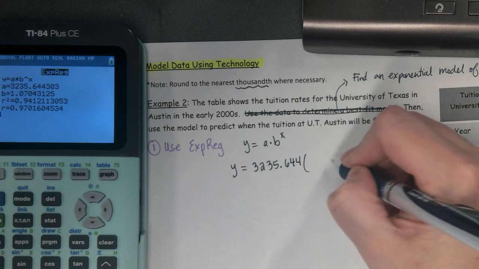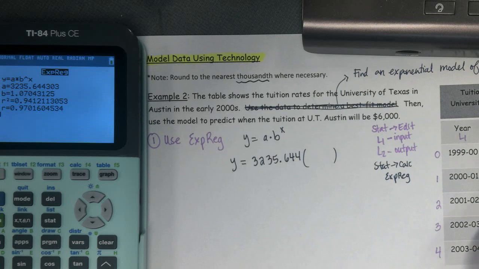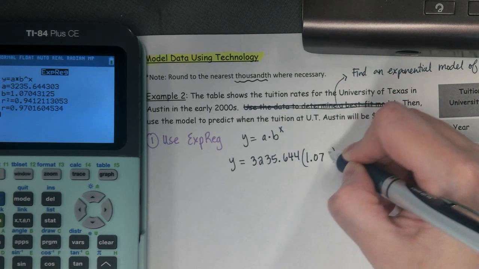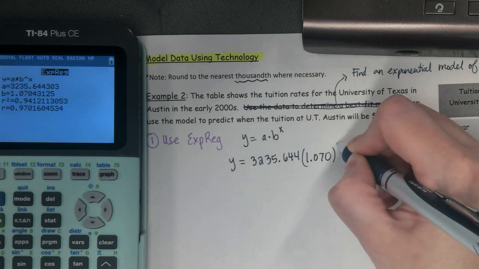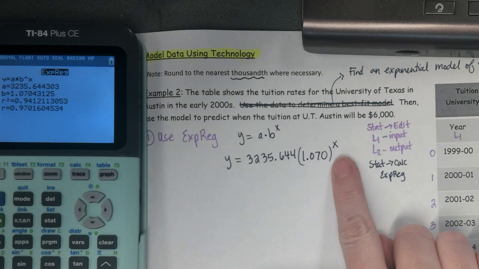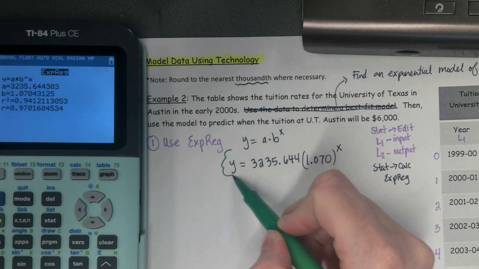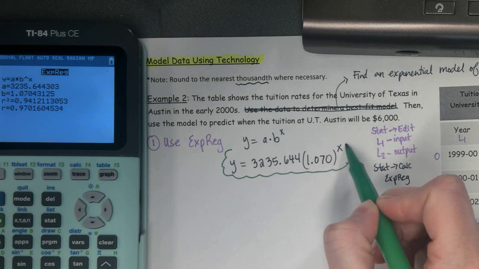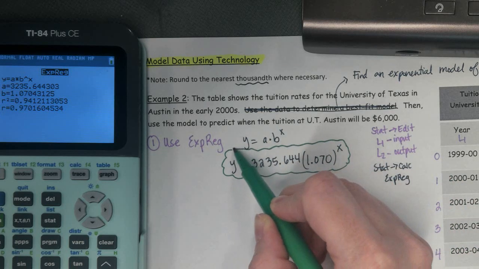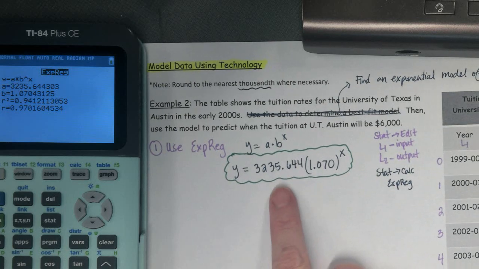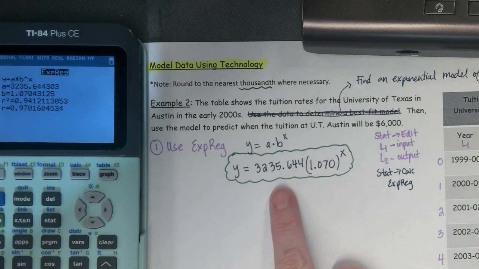So 3235.644. Okay, and then 1.07, and that will stay a 0 to the power of x. Make sure that is written as an exponent. It can't be next to it. If it was next to it and not an exponent, what type of function would it be? Linear, be a line. Okay, so this is going to be your function.